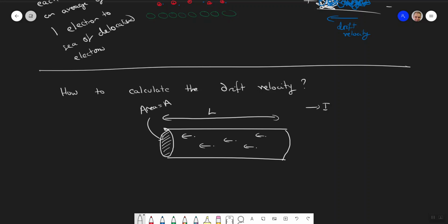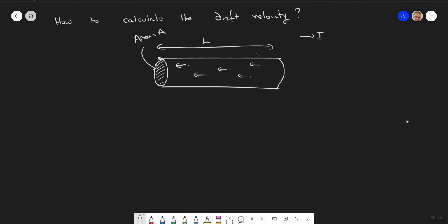So what can we do? Well, what is going to affect the current? Our current is in many ways going to depend on several things. It's going to depend on how many of these things there are, like how many of them, and how fast they're moving. So let's think about what this sort of means.